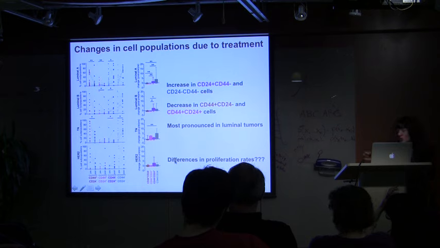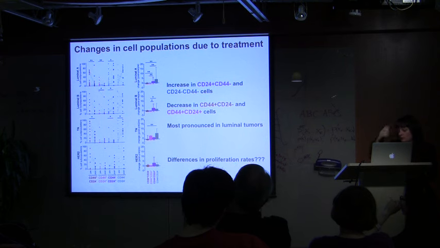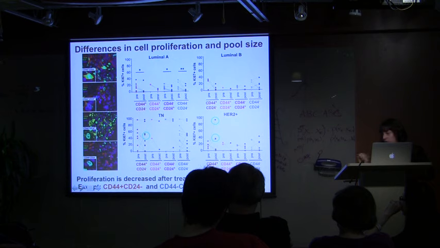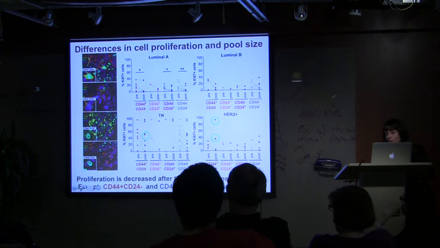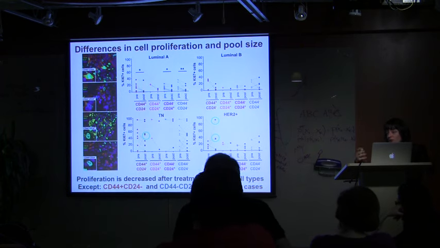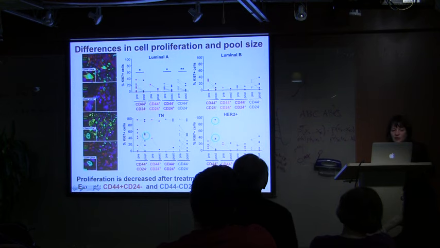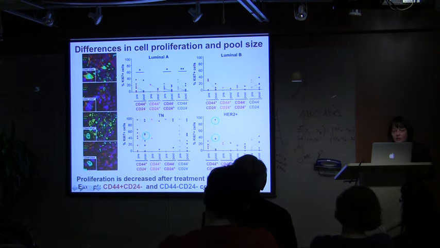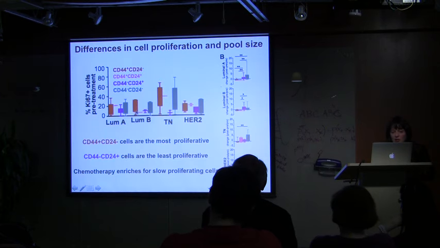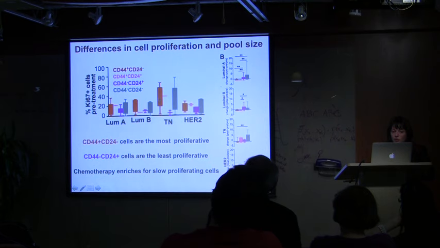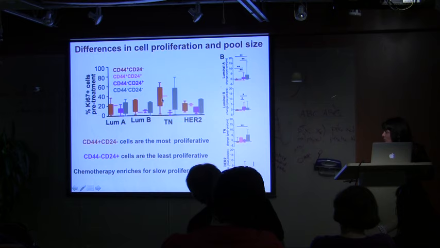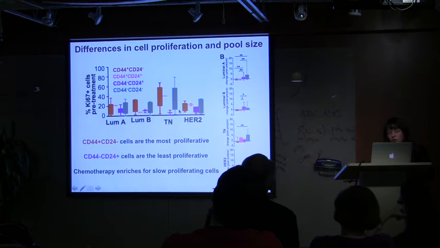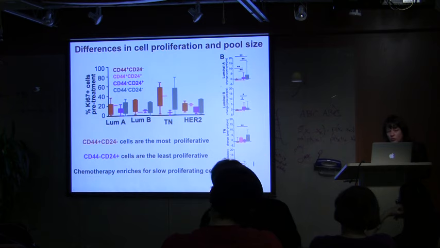This was a chemotherapy treatment, and chemotherapy in general targets proliferating cells. So we looked at cell proliferation in the four different cell populations because if the chemotherapy kills one cell type preferentially over the other, it could mean that cell was a faster proliferating one. When we looked at the proliferation in the four different cell populations by staining for this green marker, which stains proliferating cells, we found that these red cells, the CD44 cells, were the most proliferative ones compared to the blue cells, and this was true in all of the tumor subtypes. The red cells had the highest proliferation rate, and it usually went down after treatment in almost all of the tumors, except a few exceptions. And then these blue cells, the CD24 cells, which are the more differentiated cells, were the slower proliferating ones.